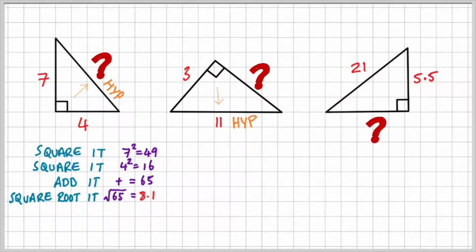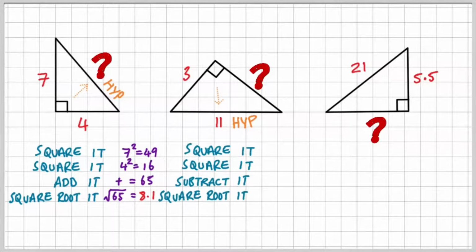For the second question, you notice that we have the hypotenuse, in which case you're going to square it, subtract it, square root it. So let's do that. We have 11 squared minus 3 squared, which gives us the square root of 112, which in this case is 10.6.